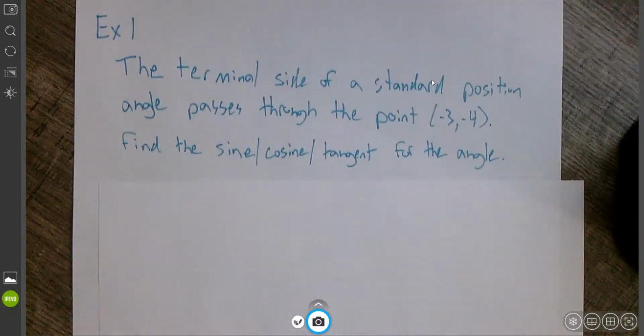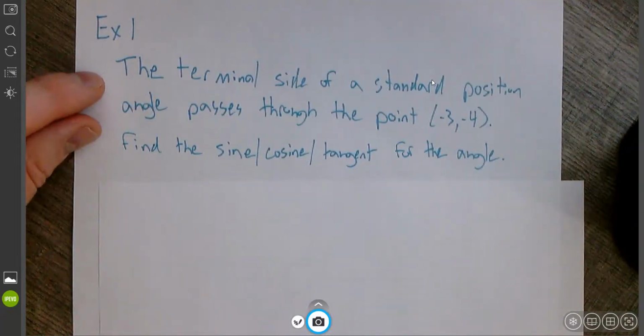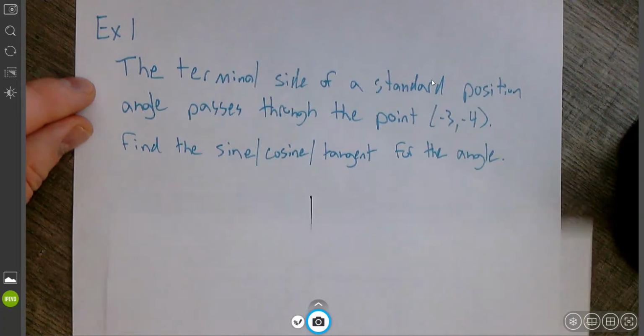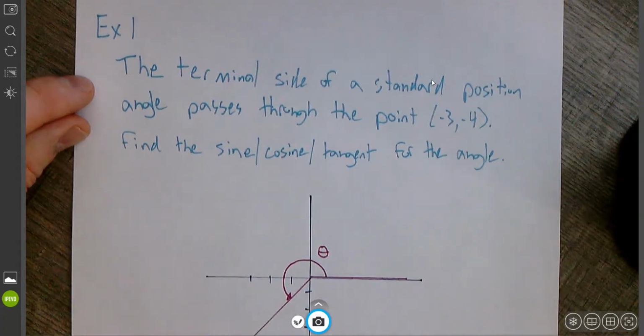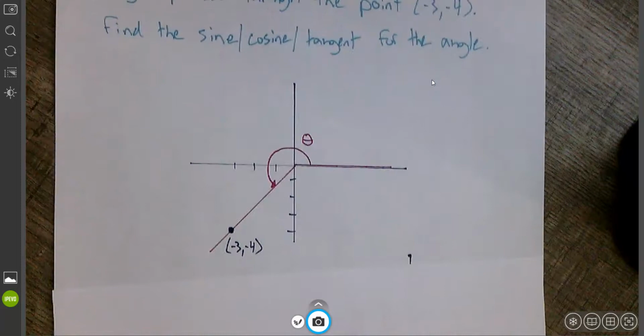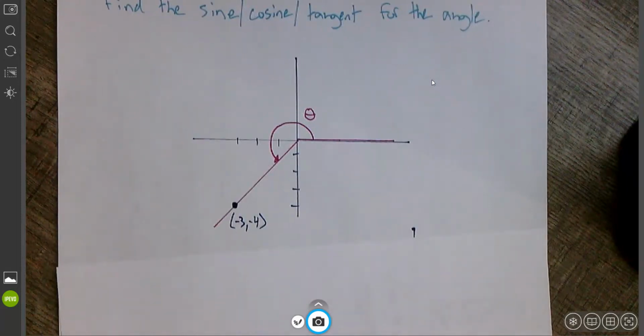Okay, so I have a standard position angle. It's starting at 0, and we're rotating counterclockwise until we get to the point -3, -4. So here's a picture of the problem. There it is. We're passing through the point -3, -4. There's our angle theta. We want to find the sine, cosine, and tangent for that angle. Well, we kind of already did this with the unit circle stuff. I need to use SOHCAHTOA to find sine, cosine, and tangent. I need a right angle.